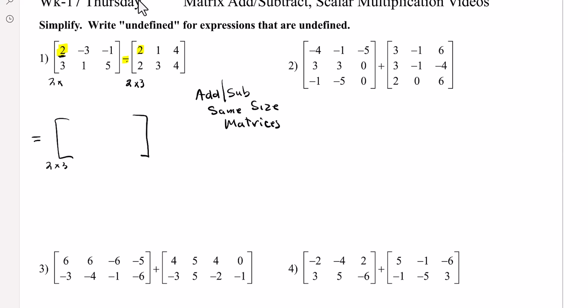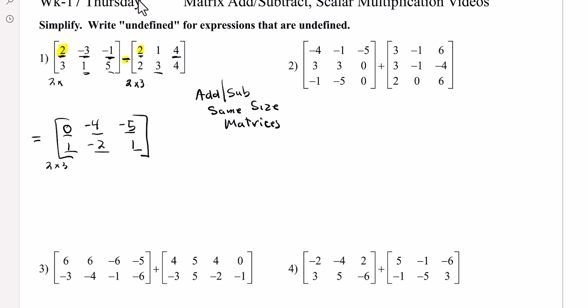So 2 subtract 2 is 0 in that first spot. And then -3 subtract 1 would be -4. And then -1 subtract 4 would be -5. You guys all get the idea. I'm sure you've probably already filled it out. 3 subtract 2 is 1. 1 subtract 3 would be -2. 5 subtract 4 is 1. Boom. We're done with that.